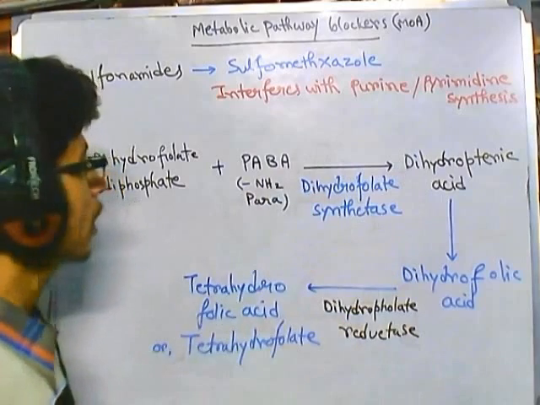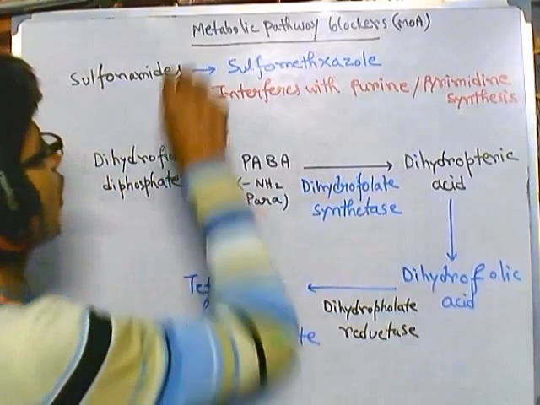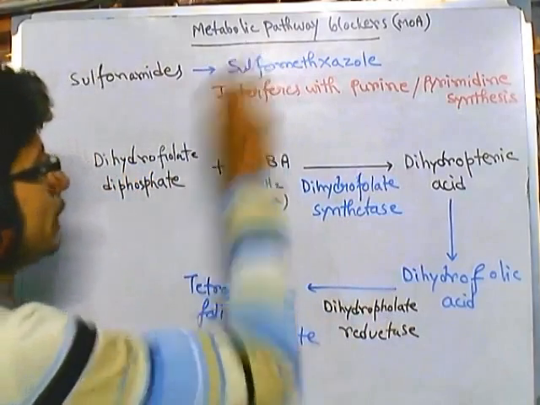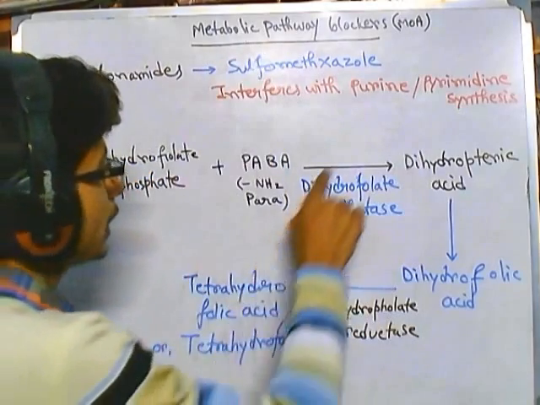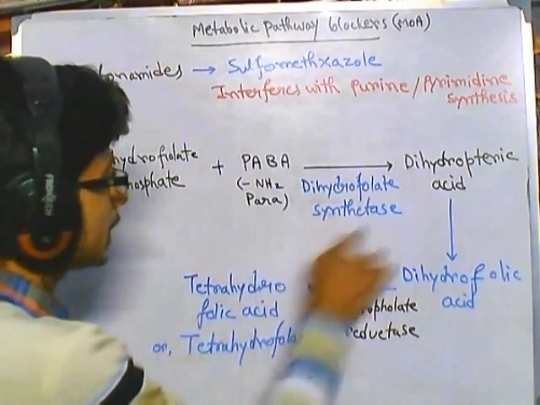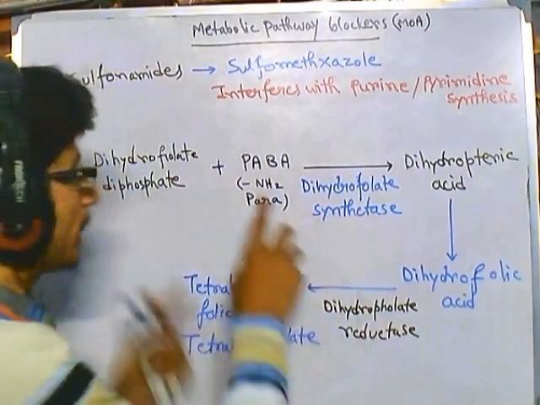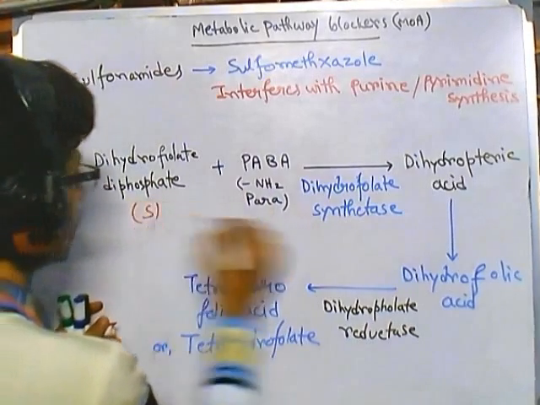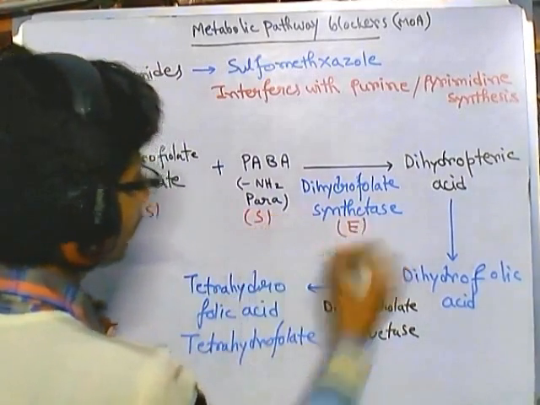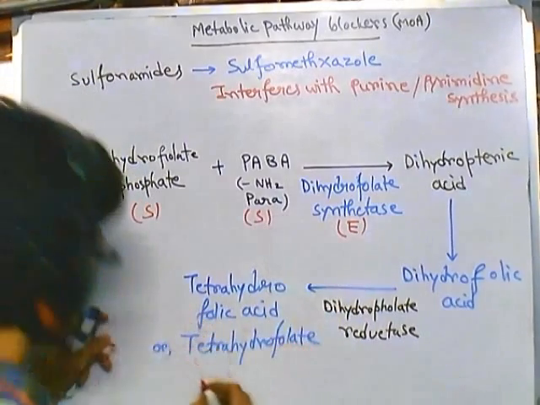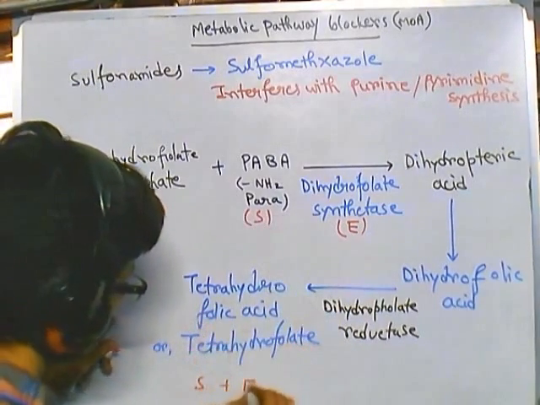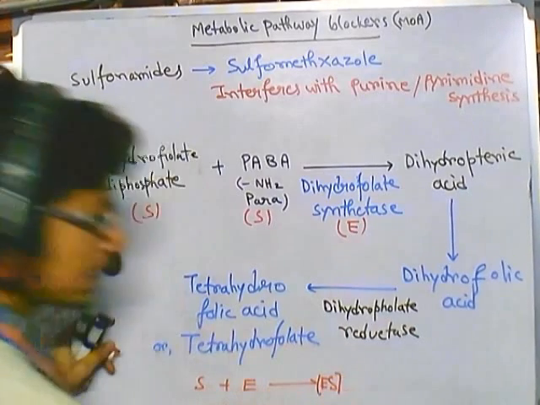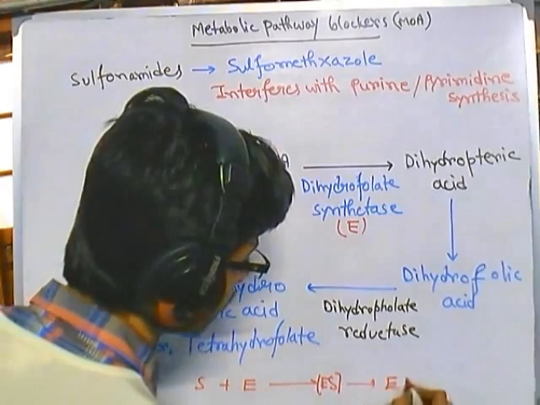Okay, now in this case, sulfonamides like sulfamethoxazole, this kind of antibiotic usually interferes with this step. That means here this dihydrofolate synthetase is an enzyme, and these two things, PABA and dihydropteroate diphosphate, are the substrates. What we know about the enzyme substrate reaction is that the enzyme will act with substrate, and it will produce an enzyme substrate complex. Now from this enzyme substrate complex, it will produce enzyme plus product.